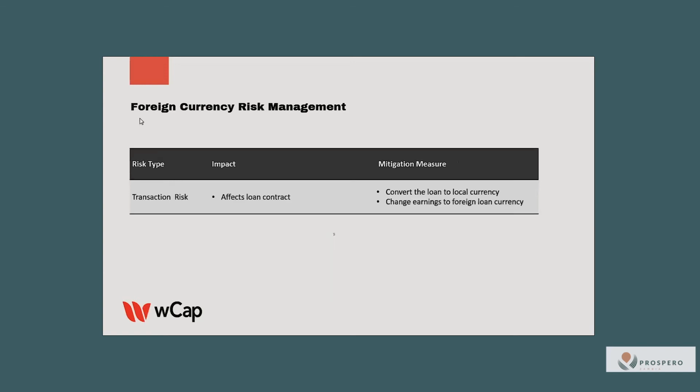Moving on to transaction risk. This is a risk that can affect your loan contract, and it has impacts on your outstanding loan repayments. One risk mitigation measure that you could put in place is to convert the loan to local currency if it makes good business sense and if it is feasible. You could also change your business model to include foreign currency earnings so that you are able to pay your foreign currency loan in the same currency. This is something that I think would be very interesting to see right now with local businesses, especially with the African Free Trade Area being enacted and Zambia signing and becoming a member of it.